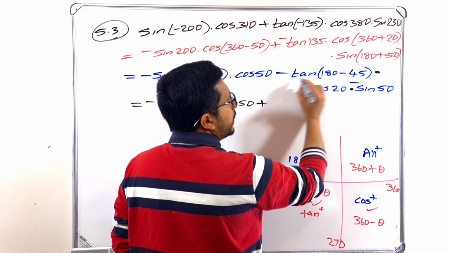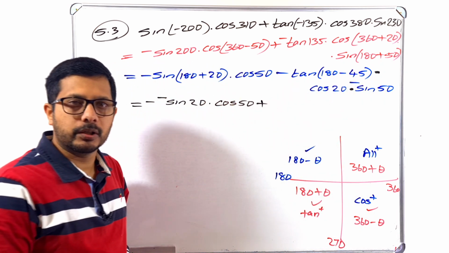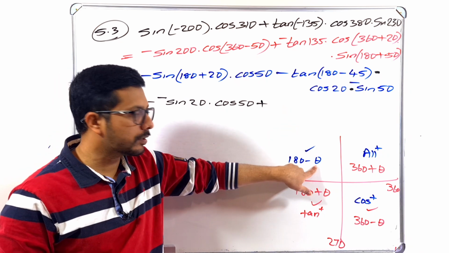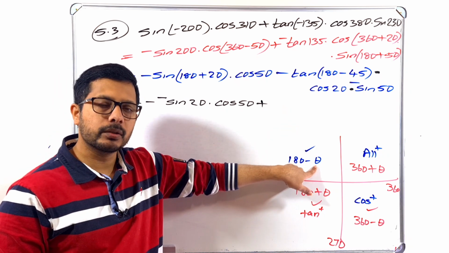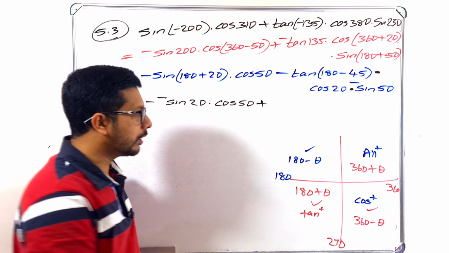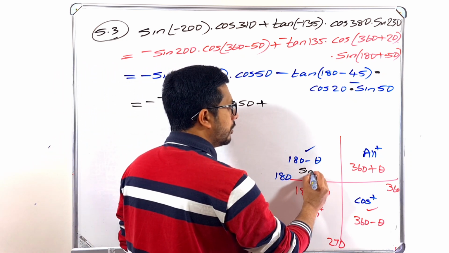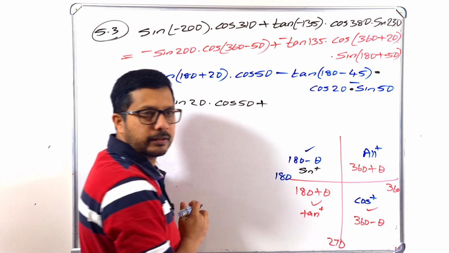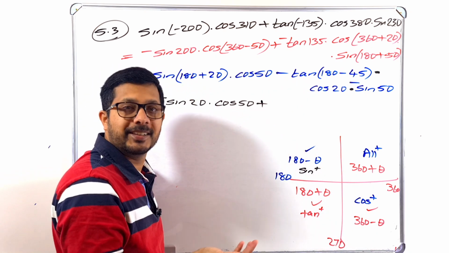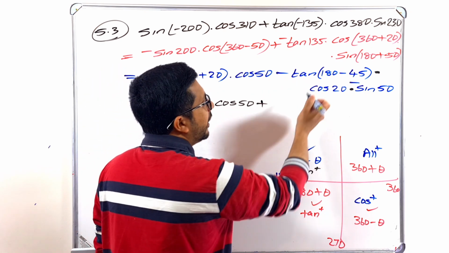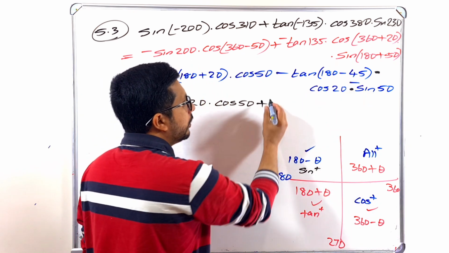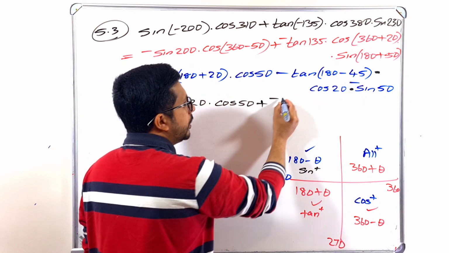Then tan of 180 minus 45. 180 minus means which quadrant? 180 minus is a second quadrant. Second quadrant, what is positive? Here you know that sine is positive. Okay, so here what? Tan. So we can see, 180 minus, it is tan. Now it is negative, then tan of 45.